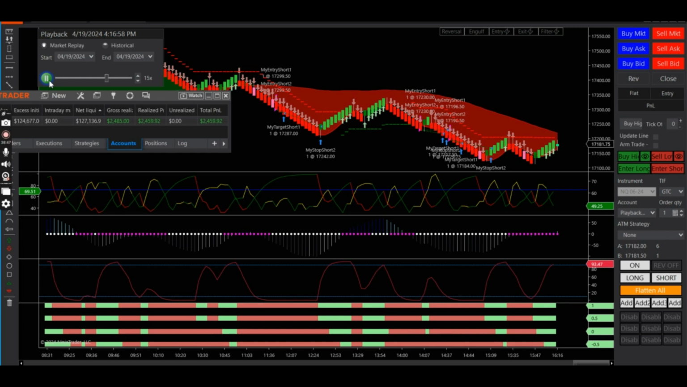So yeah, this strategy works for me. It does require patience, but when you do get into a trade, it does pay off big.